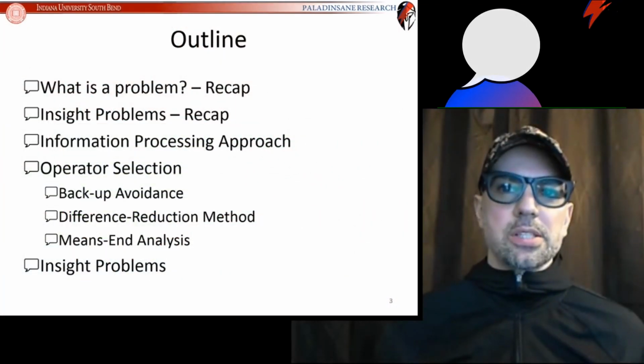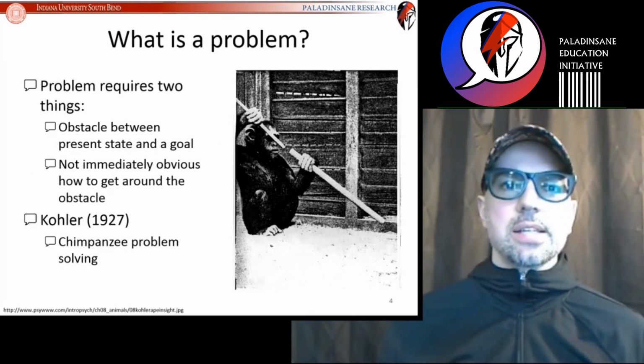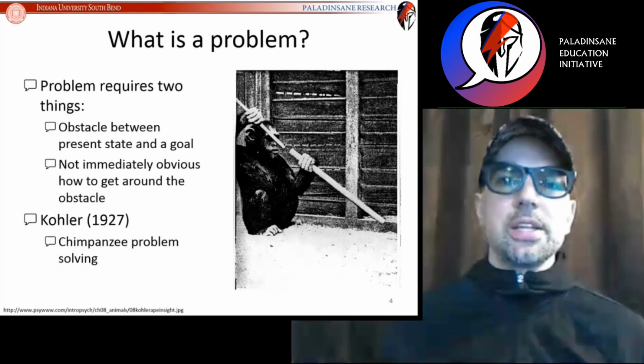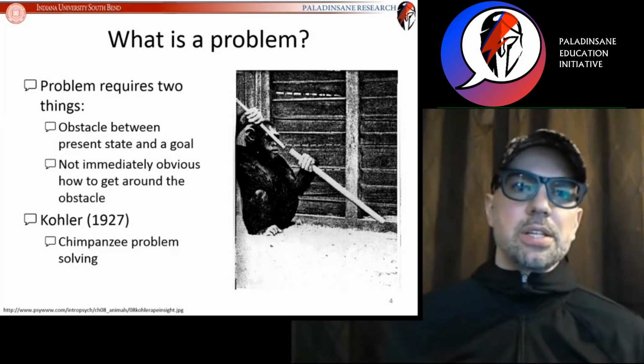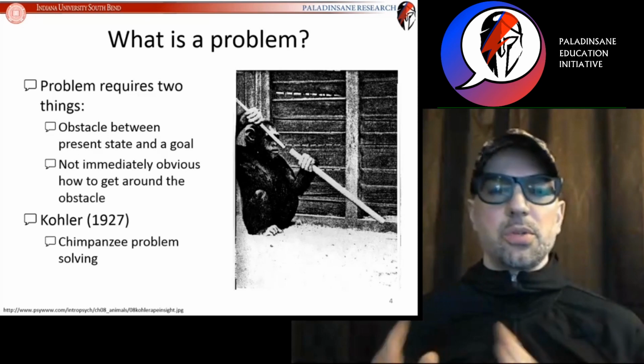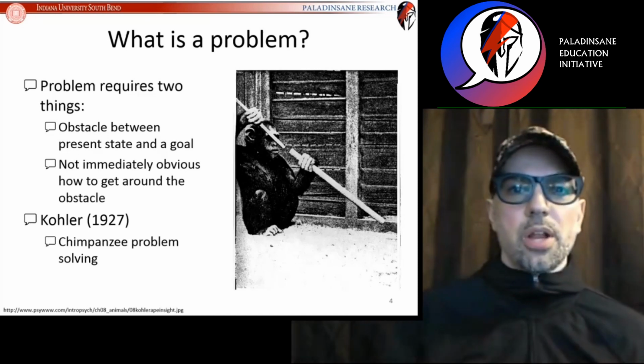So first, let's start off with the recap. So what is a problem? As we discussed last time, a problem requires two things. Two criteria need to be met for something to be considered a problem. First criteria is that there's got to be an obstacle between your present state and your goal state, an obstacle between where you are and where you want to be.